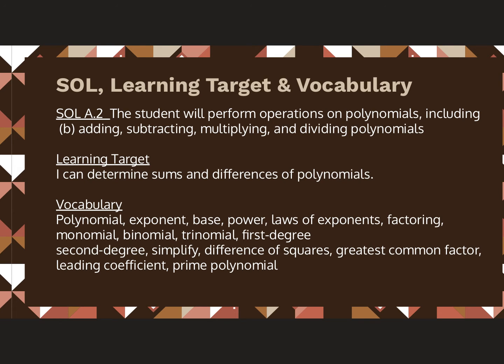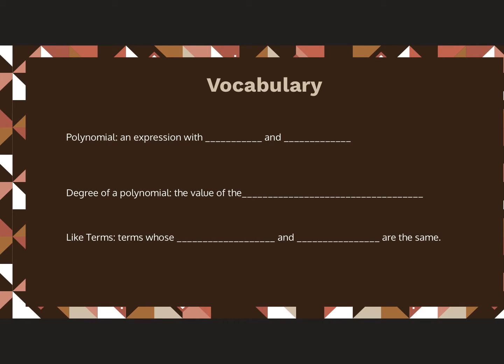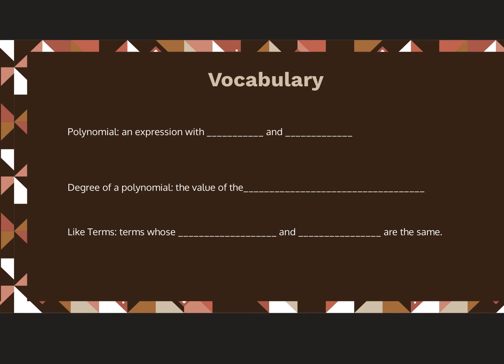And then, of course, our key vocabulary we'll be using. All right, so the first thing we'll look at is polynomial. A polynomial is an expression with variables and numbers. We can say 2a to the fourth plus 2b squared plus 7ab plus c, for example, is an example of a polynomial.